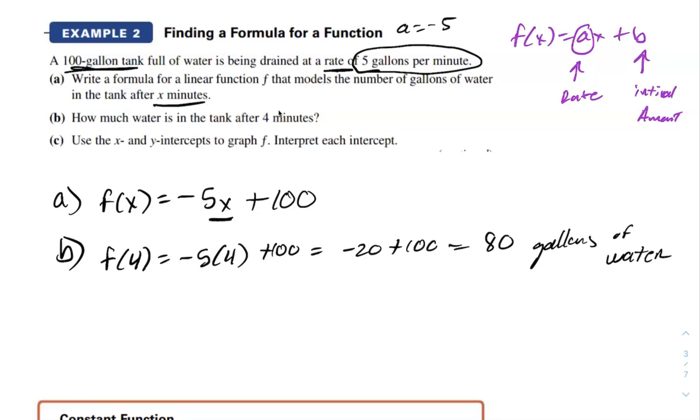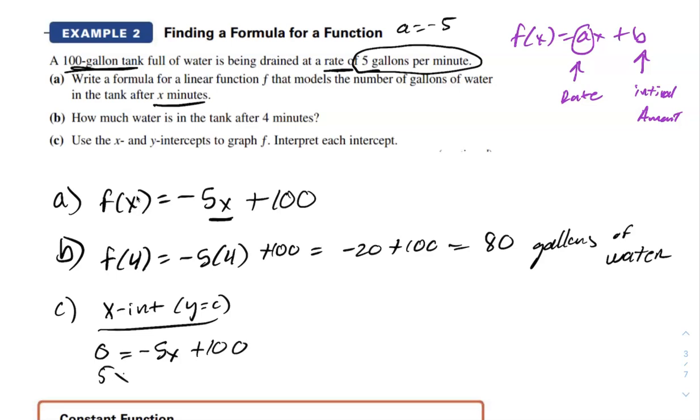There we go. Use the x and y intercepts to graph and interpret each intercept. So this is good fun. So we want to find the x and y intercepts, so let's talk about it. So let's find the x intercept. All right, we're going to substitute 0 in for y. So in this case, that's our f of x. So we're going to get 0 equals negative 5x plus 100. So let's move 5x over. I get 100 divided by 5. I get x equals 20. So we have the point 20 and 0.